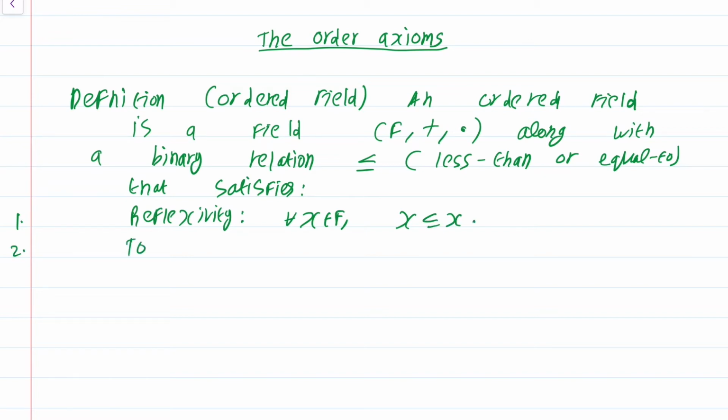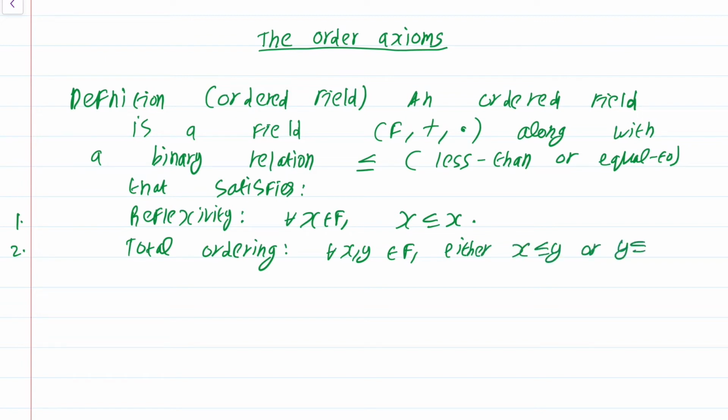2, total ordering. This just says that any two elements are comparable. For all x, y in F, either x is less than or equal to y or y is less than or equal to x. Note, I say either x less than or equal to y or y less than or equal to x, but as we have seen in the modules on logic, whenever we use or, we always mean inclusive or. It's possible that both x is less than or equal to y and y is less than or equal to x, and that happens precisely when x is equal to y.